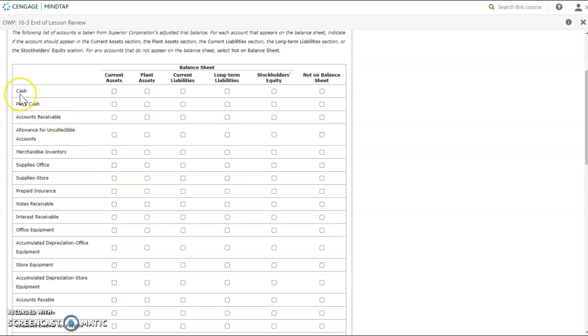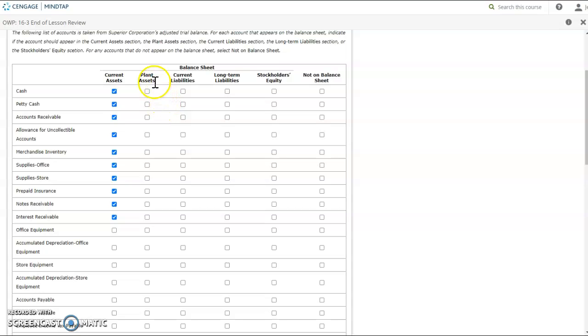Okay, so we are going to start at cash, and we are going to mark that as a current asset. Remember, a current asset is anything that we are going to use up or turn into cash within a year. These two are already cash, so they are a current asset. Same with accounts receivable. Allowance for uncollectible accounts is going to be a contra account to our accounts receivable. Our merchandise inventory, supplies office, supplies store, prepaid insurance, notes receivable, and interest receivable. Those should be all of our current assets.